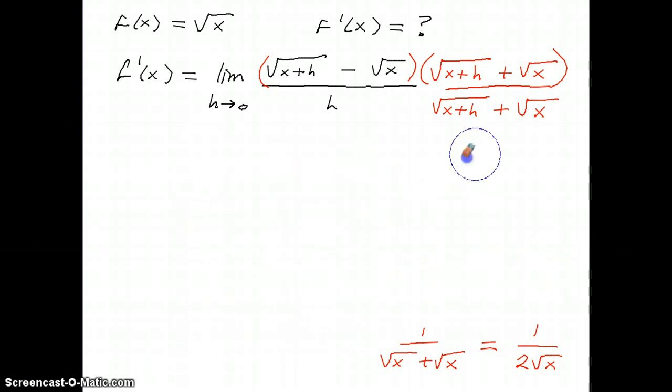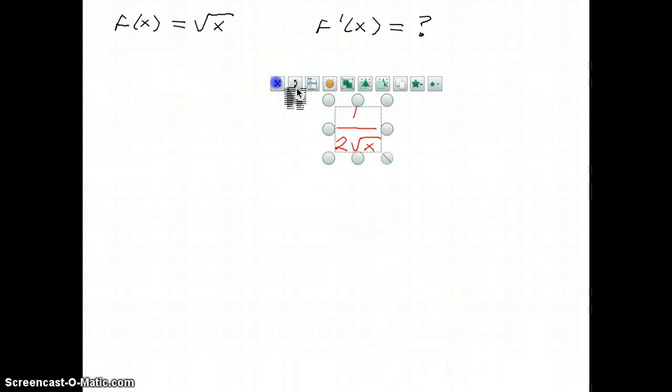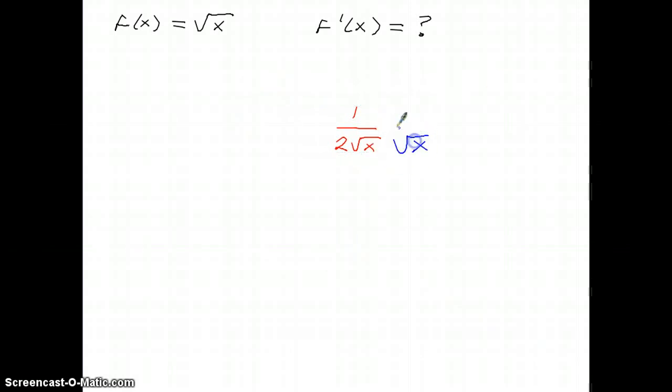And if we want to get really fancy here, you know what we could do? We could rationalize the denominator if we wanted to. Yeah, and so if we wanted to get really fancy, we could say, let's rationalize the denominator. And that's going to give us root x over 2x, right? But, you know, I think this is perfectly acceptable.